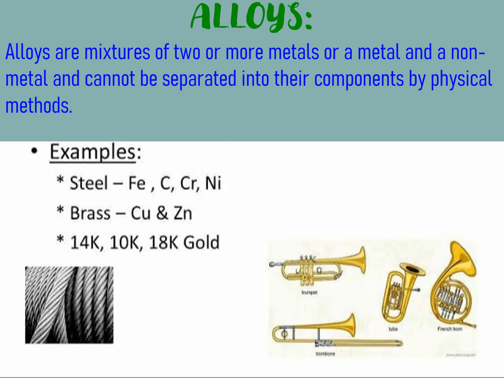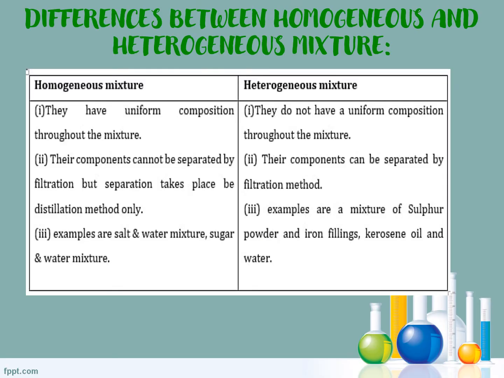Proceeding further towards some differences between homogeneous and heterogeneous mixtures. We know that a homogeneous mixture has uniform composition throughout, and a heterogeneous mixture, on the other hand, doesn't have a uniform composition. Again, for a homogeneous mixture, we can say that its components cannot be separated by filtration but they can be separated by the distillation method.